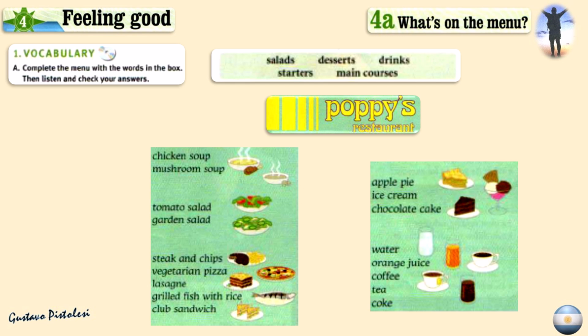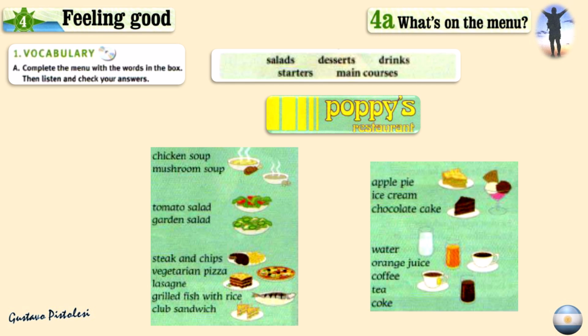Module 4. Feeling good. 4A. What's on the menu? 1. Vocabulary. A. Complete the menu with the words in the box. Then listen and check your answers.